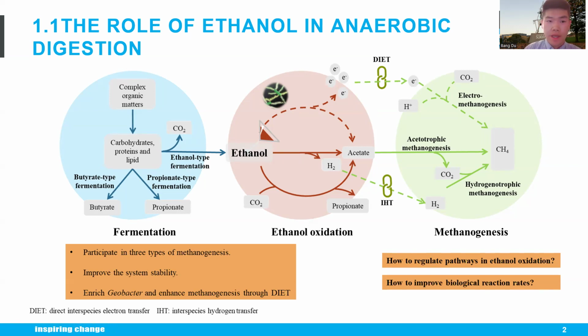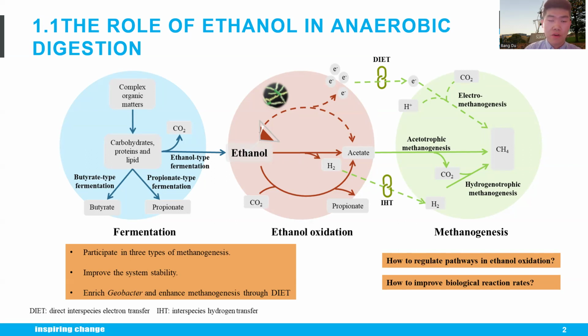In AD systems, ethanol serves as an important intermediate product. For example, it can participate in three types of methanogenesis. It can improve system stability and enrich Geobacter. Basically, there are several metabolic pathways involved in ethanol metabolism.